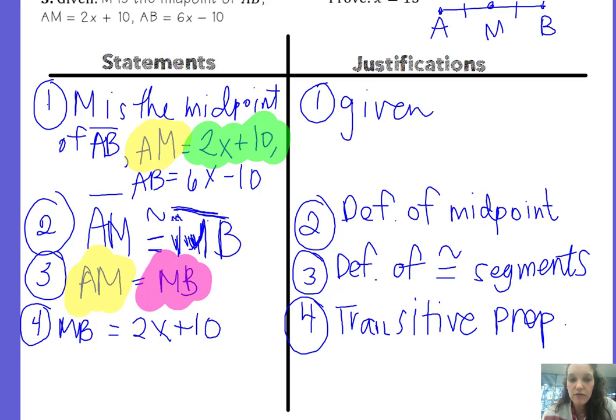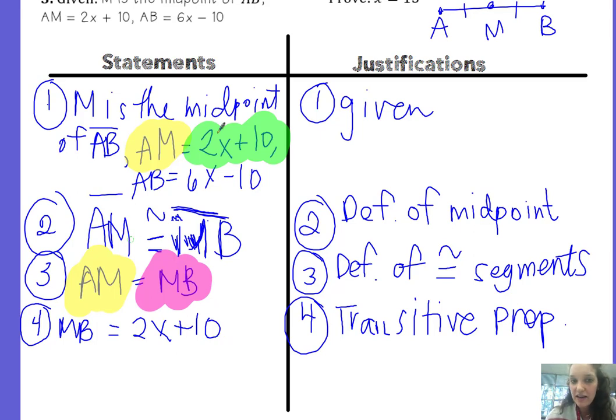Okay, so let's think about where we're at. We know that AM and MB are both 2x plus 10, and I'm trying to solve for x. I'm looking at my end result. I'm trying to prove that x is 15. So I'm going to have to solve for x. But that's going to mean I'm going to need to set up an equation, and I only know that AM and MB are equal to each other. If I set 2x plus 10 equal to 2x plus 10, that is not going to help me at all. Everything will cancel out.